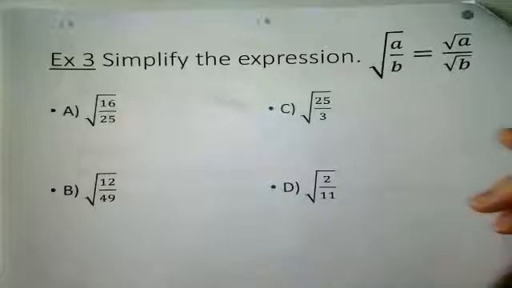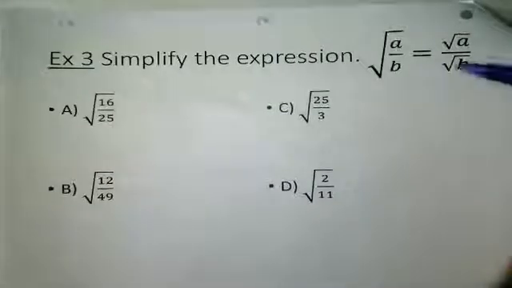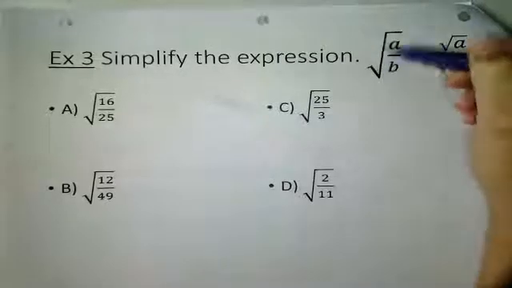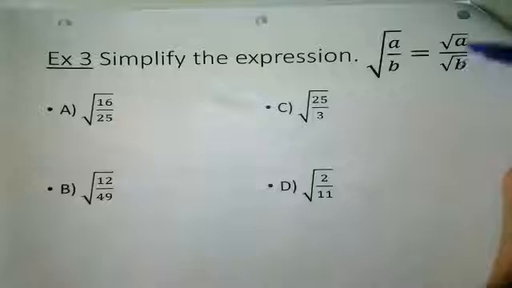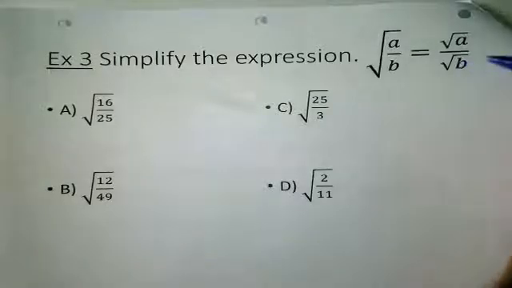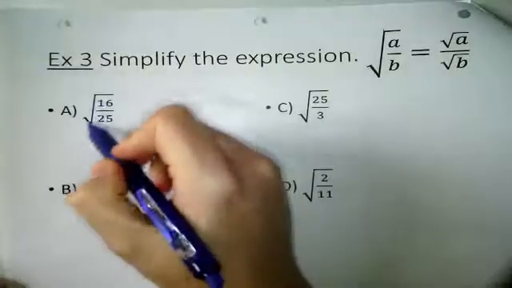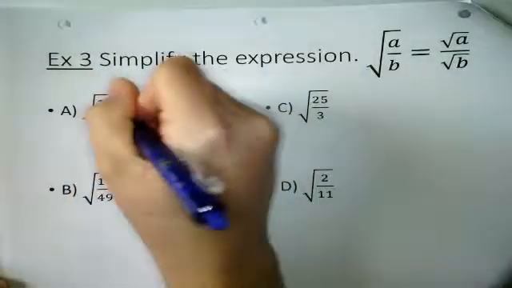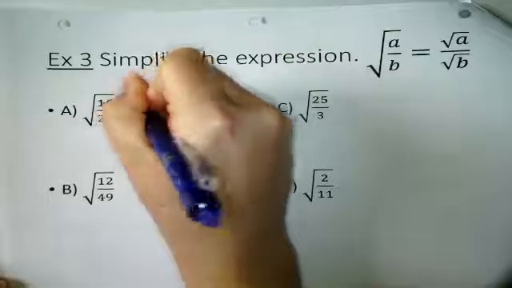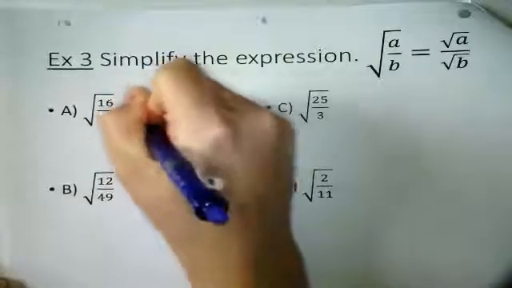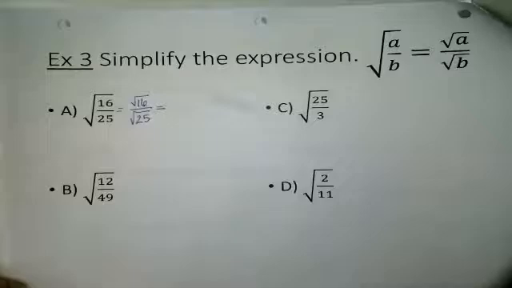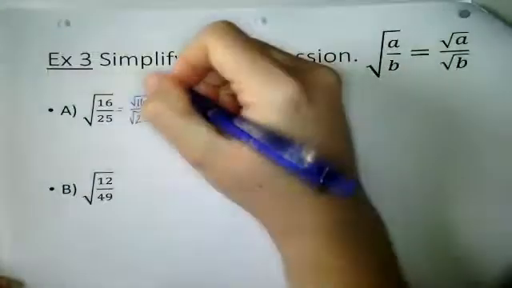All right, simplify the expression. So just like when we multiplied, we can also divide radicals. If I have a giant radical, I can break it apart into 2 smaller radicals. Just like if I had 2 radical numbers, I can multiply them together to get 1 large radical number. So we have the square root of 16 25ths. So what I get to do is break that apart into the square root of 16 over the square root of 25. And then, can I simplify?